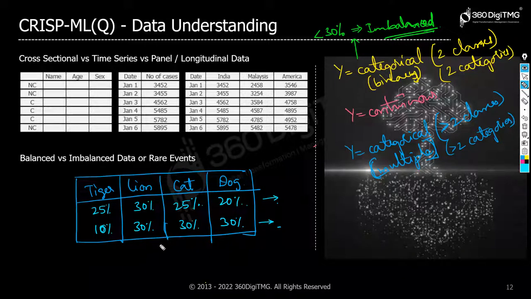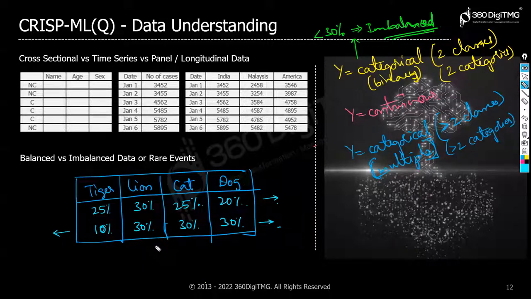But a few of you might say, hey, probably I would also call this balanced because three of the classes have equal distribution. Only one has unequal distribution. So I would still call this a balanced data set. Maybe you might want to call it in that way, sure.